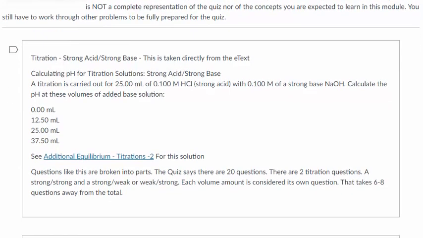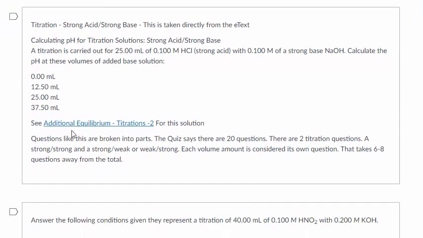Acid-base homework. The first set of instructions here isn't actually a question. I would like you to make sure that you understand how to calculate the pH in a strong acid, strong base titration, but I want you to see this example that's linked here in order to see how that's done. So practice that one on your own.